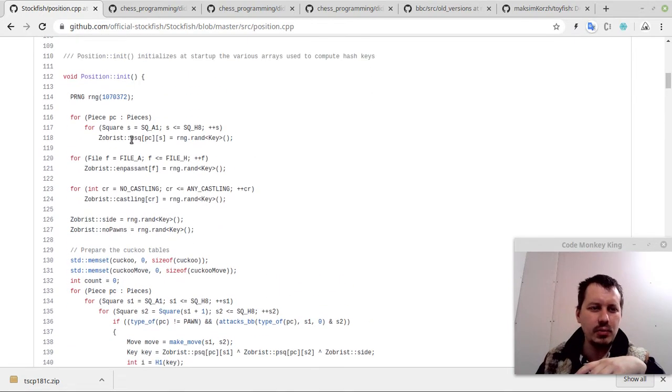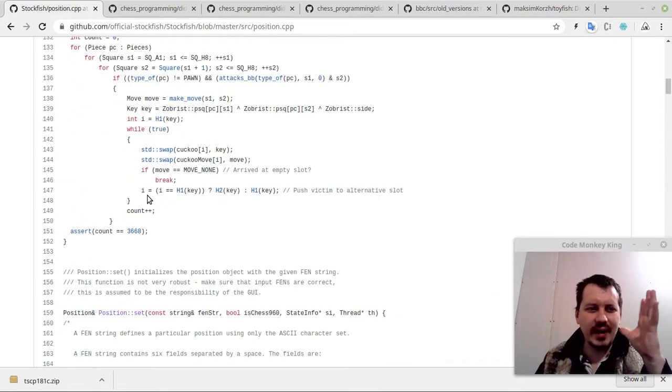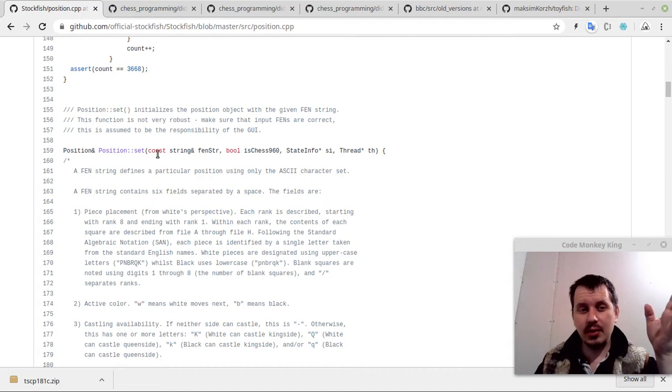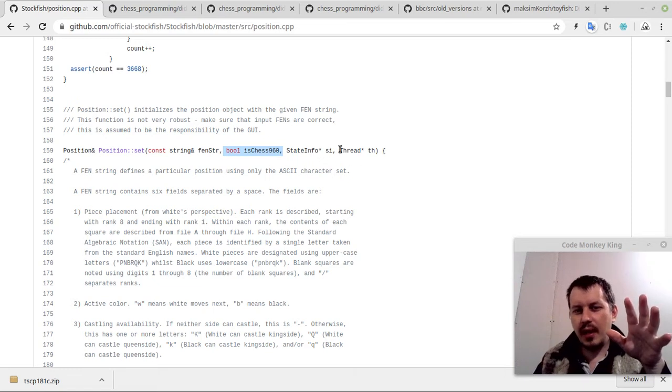Okay, so an initializing routine. We can understand something here, maybe. Then we have some commentaries. Okay, so set initializes the position object with the given FEN string. Fantastic. But then we think, okay, this is cool, so what does this method actually take as an argument? It takes the FEN string as the string type. Okay, it takes the flag of whether this is Chess960 or not? This is clear. Okay, thread.